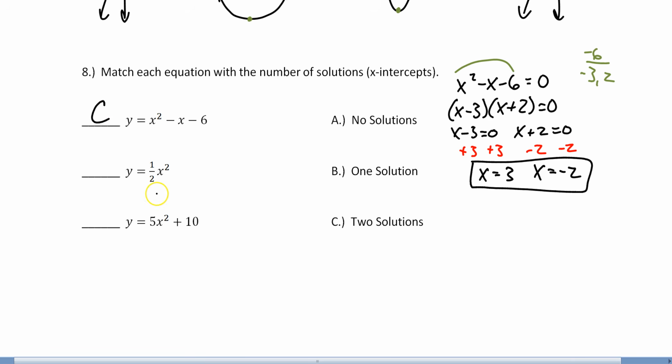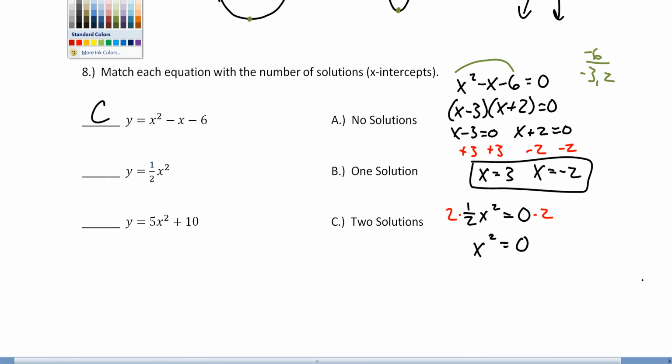Okay. The next one, again, I plug a 0 in here. So if I plug a 0 in for y, let me write it the other way. So I've got 1/2 x squared equals 0. Again, I could solve this one. I could use the square root to solve it, which we've done when we solved the Pythagorean theorem. So x squared equals 0.